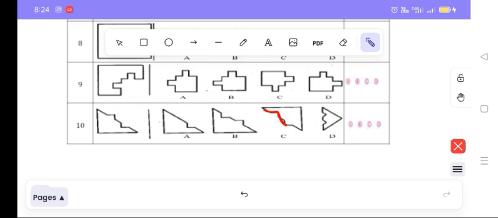C can match with the lines, how you have cut. C will be the answer. D is totally different. Both depressions are there, V shapes, both are depressions. Here one projection and one depression should be there. Question number 10, C is the answer.